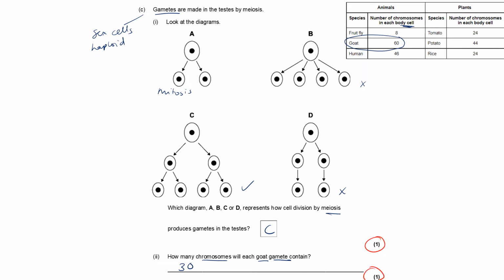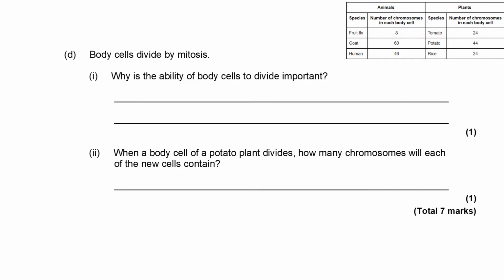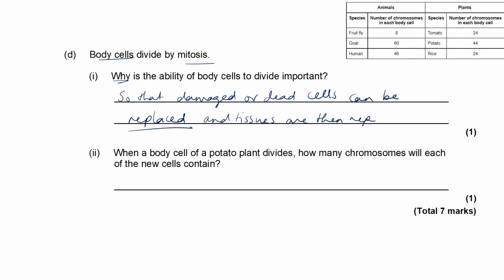Now, part D, I've still copied the table over so I can still see it because all of these questions are all on one page of A4. It says body cells divide by mitosis. Why is the ability of body cells to divide important? Well, the whole point is to replace damaged or dead cells so that tissues can then be repaired. Because if the tissues have damaged cells, they need to be replaced and then the tissue will be repaired as a result.